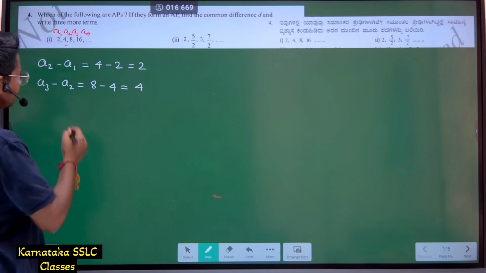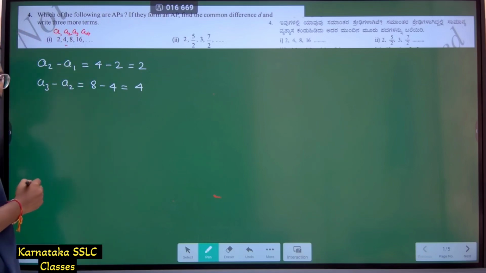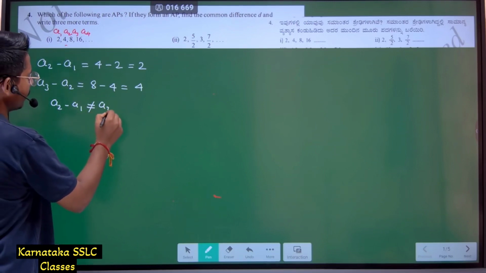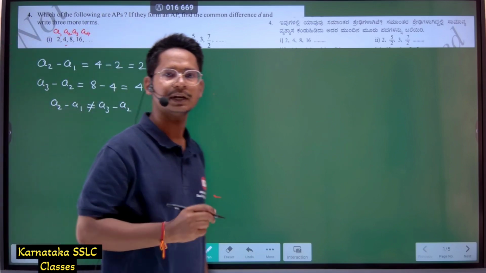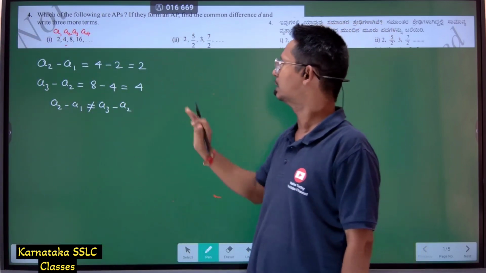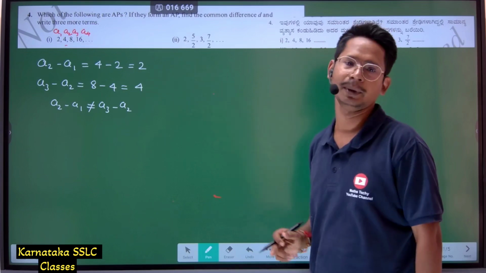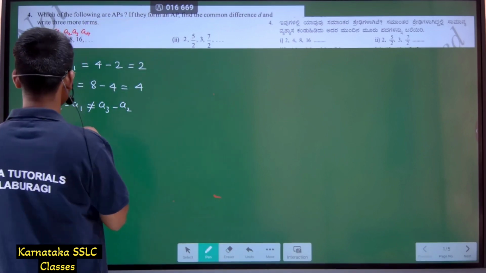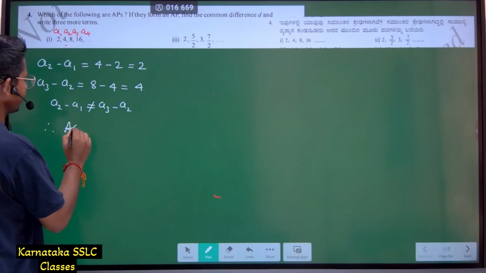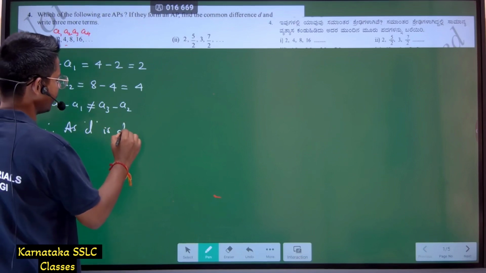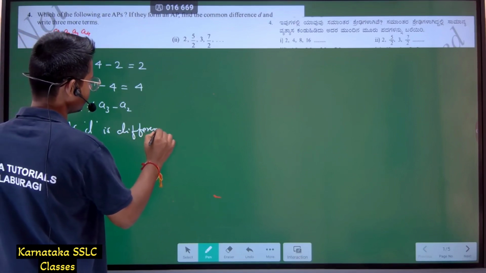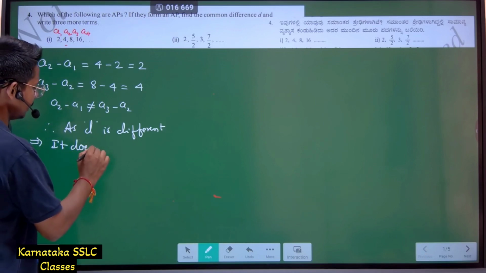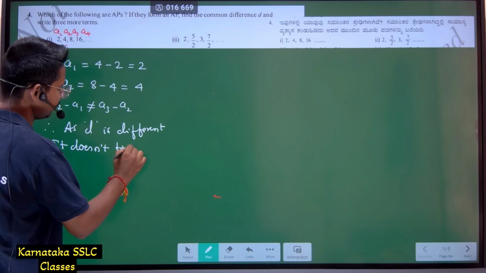Now tell me, is the difference the same? It means A2 minus A1 is not equal to A3 minus A2. The differences are different. When you are getting different differences, then it is not going to form an AP and you do not need to find any more terms. So what we can conclude: as D is different, this implies it does not form an AP.